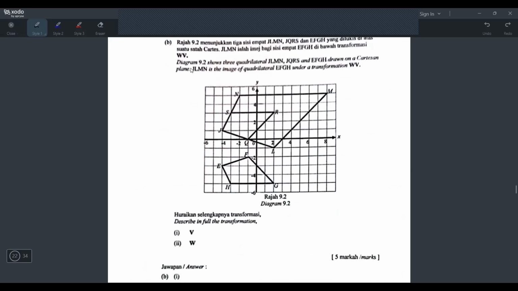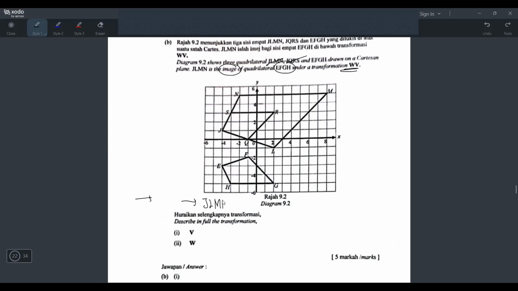Okay, question B, diagram 9.2 shows 3 quadrilaterals. So JLMN, JQRS, EFGH. Let's check JLMN, the big one. JQRS, this one. And then EFGH, the bottom one. Drawn on a Cartesian plane, JLMN is the image of EFGH under transformation W mean. The moment they say which is image, which is object, that's when you have to immediately write which arrow which, right? So JLMN is the image of this EFGH under two transformations. So two transformations, two arrows.